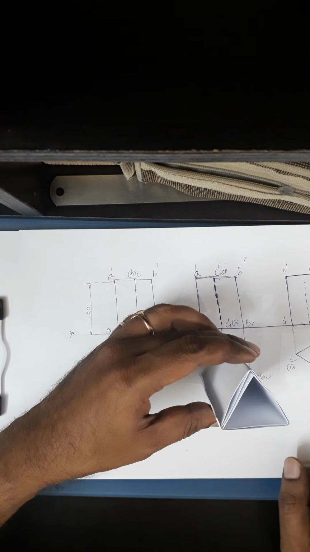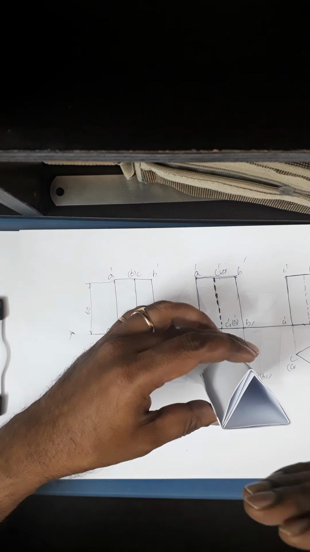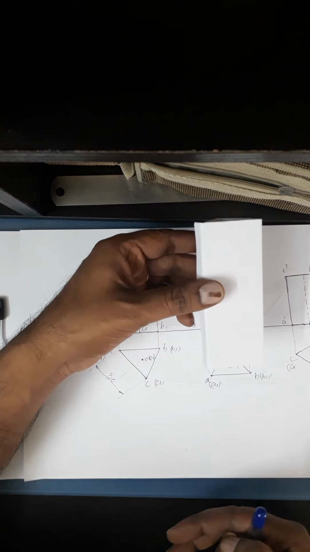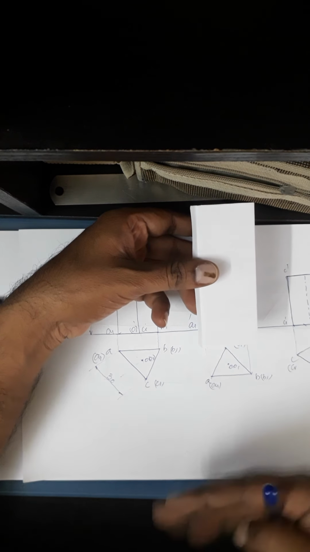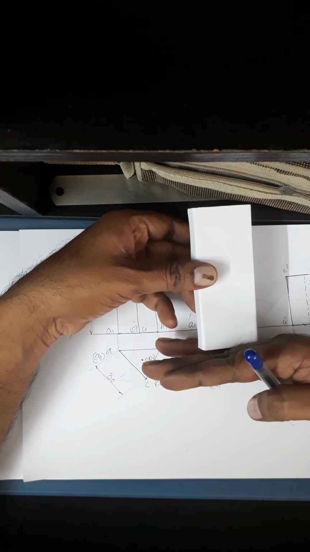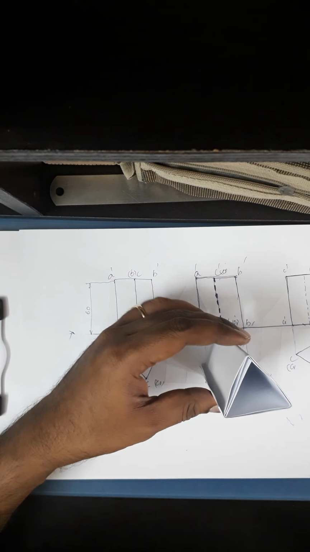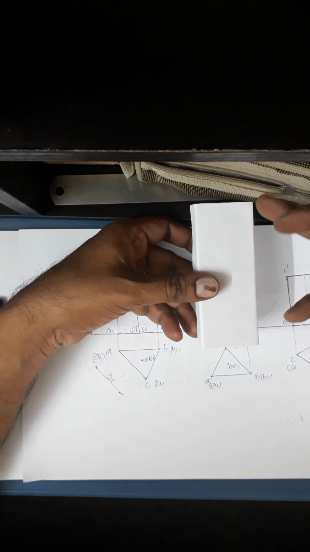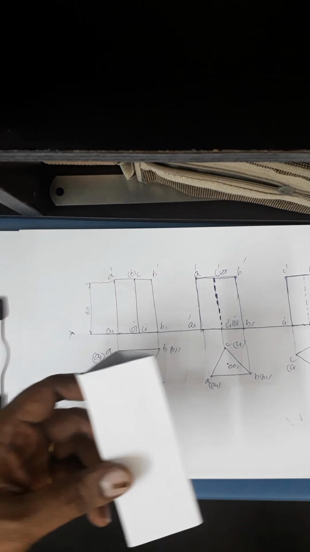Here this is the position: a triangular prism having one of its rectangular surfaces parallel to VP and nearer to the observer. When it's resting on HP, this is what you see in the front, and this is what you see in the top. This is the front view. Then this CC1 you cannot see, so that will be a dotted line.